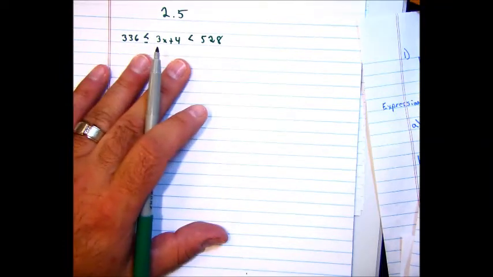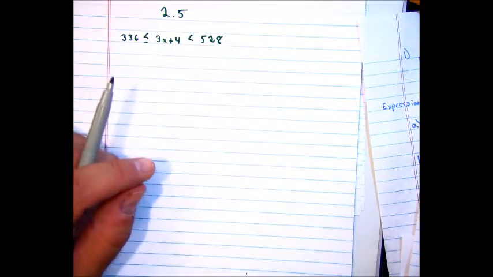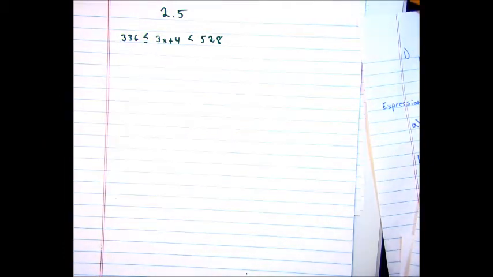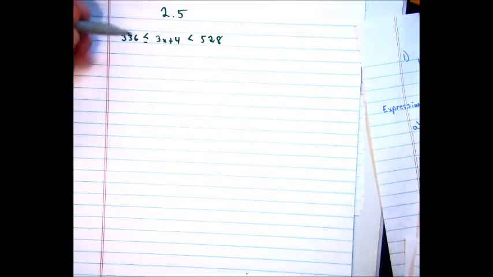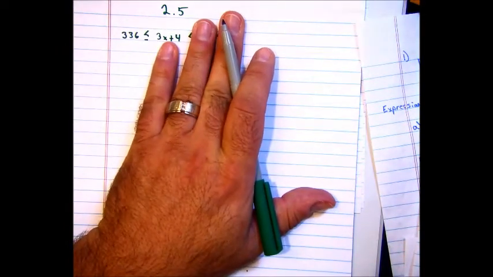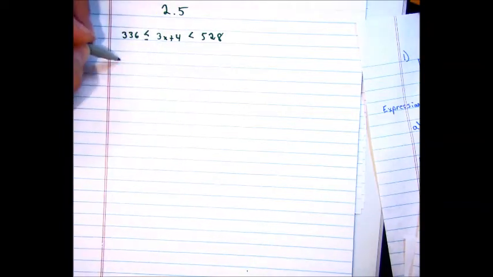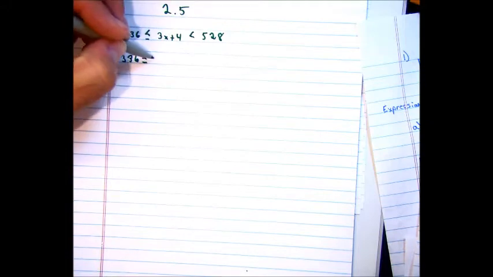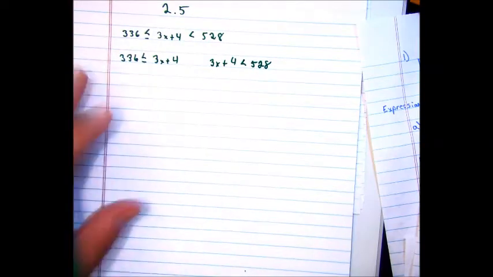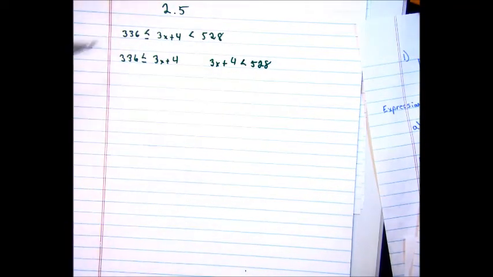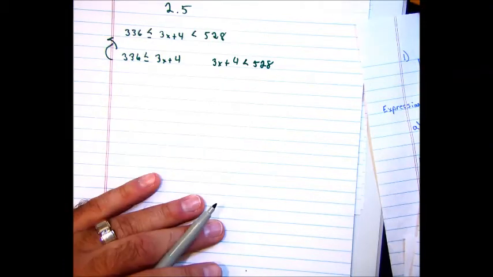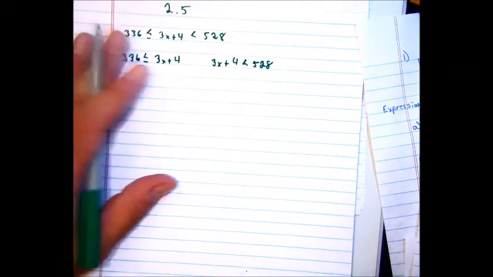This is an AND problem. Why? Because it's all together. And then you have OR problems, and you know they're OR problems because they use the word OR. So we cover up one part of it, you write it once, you cover up the back end or the front end of it, and you write it again. So you'd have 336 is less than or equal to 3x plus 4, and then you'd have 3x plus 4 is less than 528. You'd do both problems, get your answer, and then write your answer back into compact form. Alright, so that's what we did in 2.4.